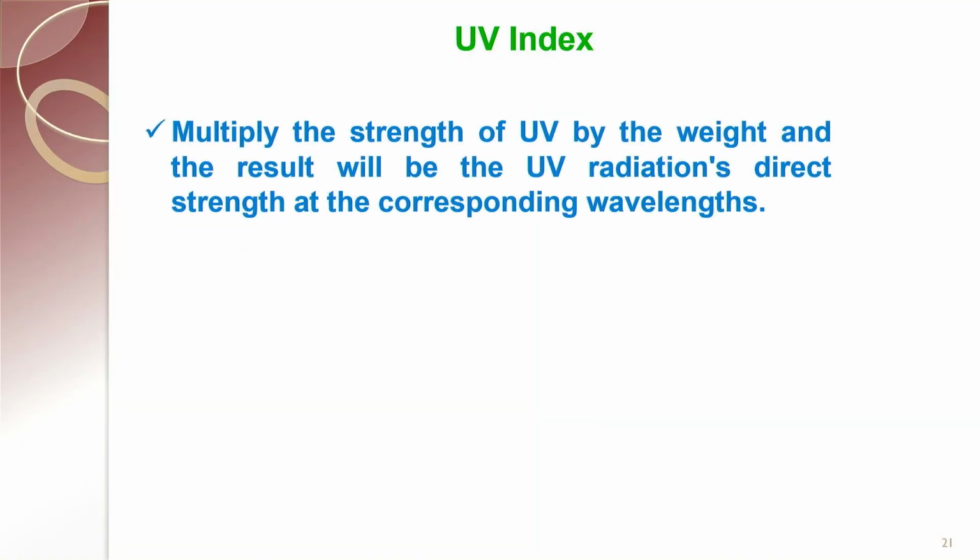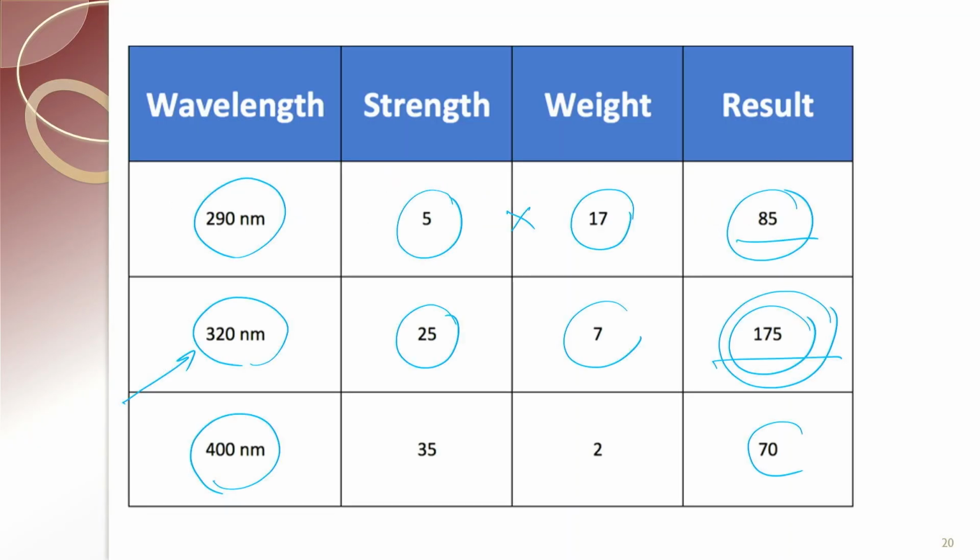So, multiplying this strength of UV by weight, the result will be the UV radiation's direct strength at the corresponding wavelength value. So, as I have shown, this 320 is the direct strength at 320 nanometer, 85 is the direct strength at 290 nanometer. So, like that.